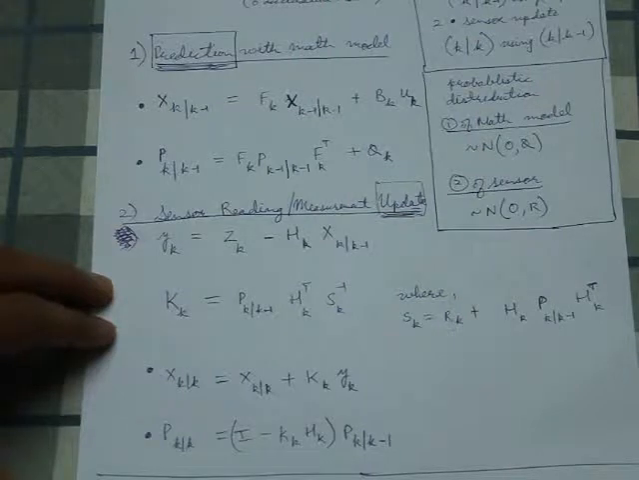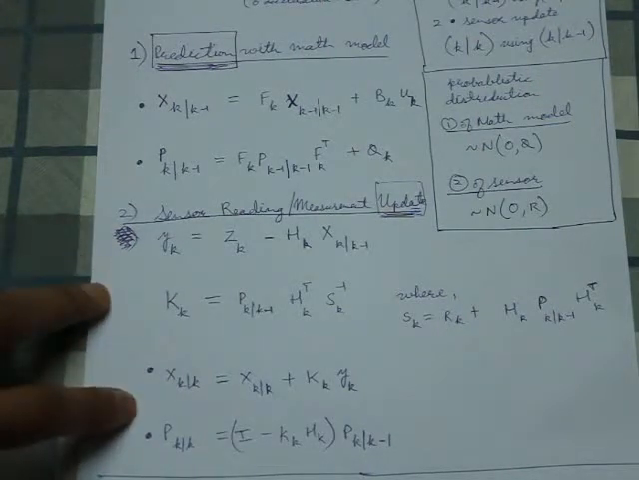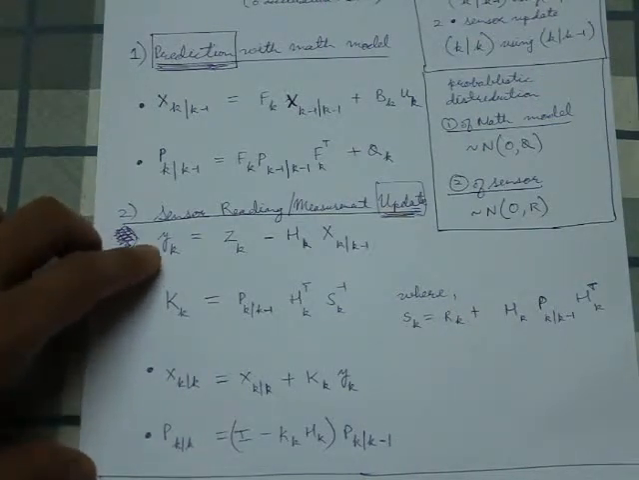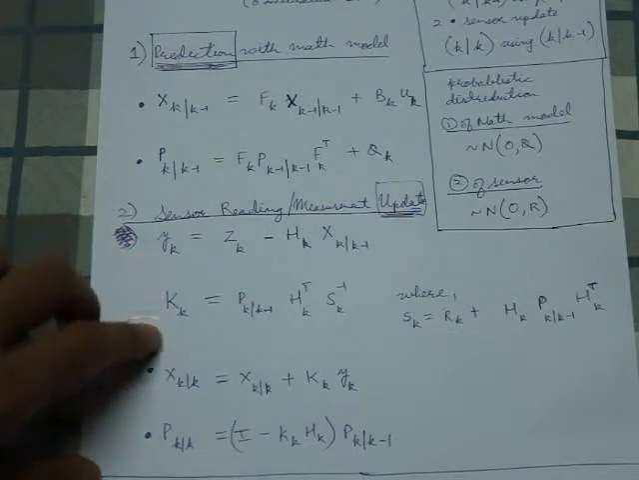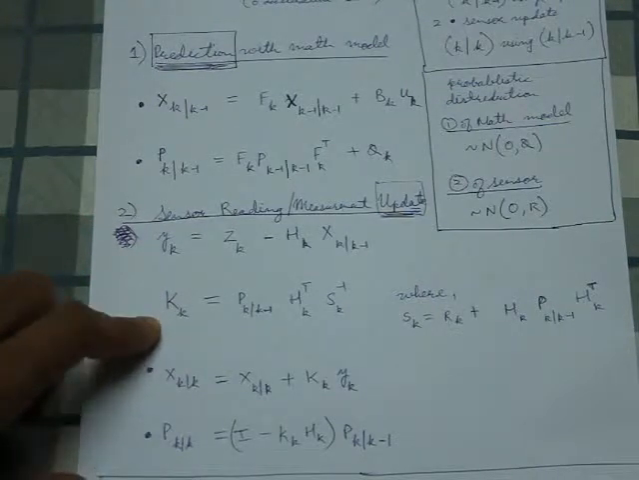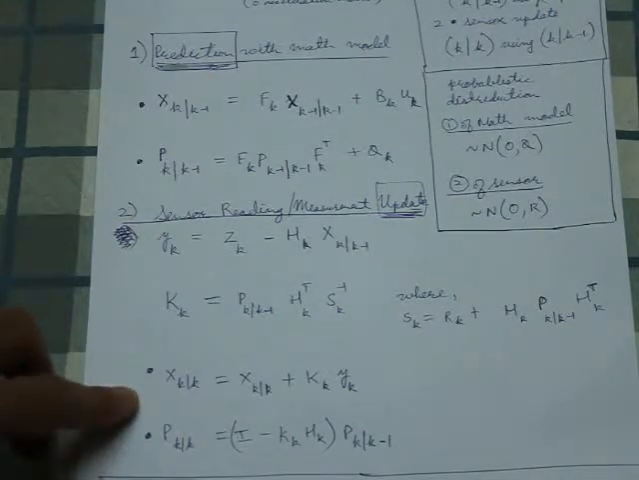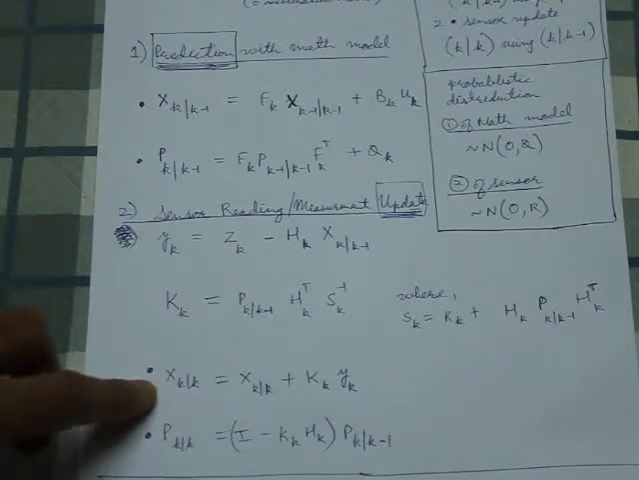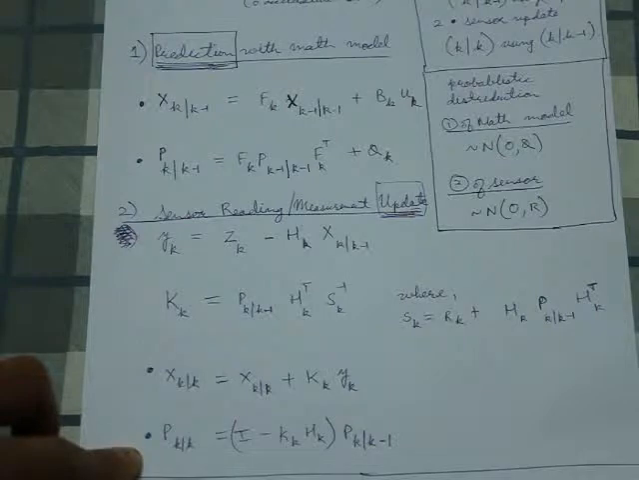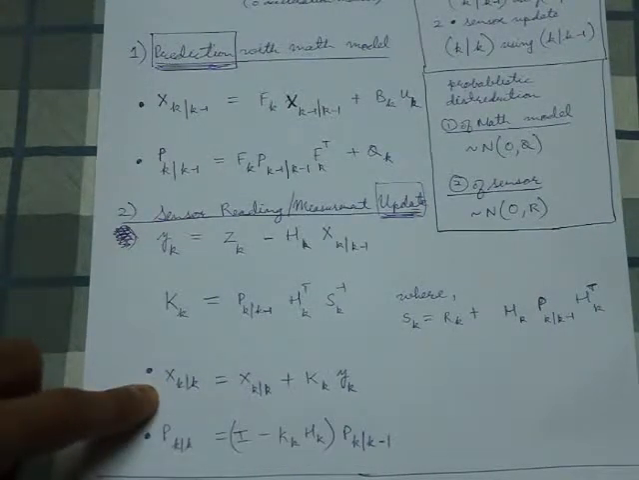So the sensor update step has 4 main equations. The first one generates the error. The second calculates the Kalman filter matrix. And the next two do the update for the state vector and the corresponding probability distribution associated with that state vector.